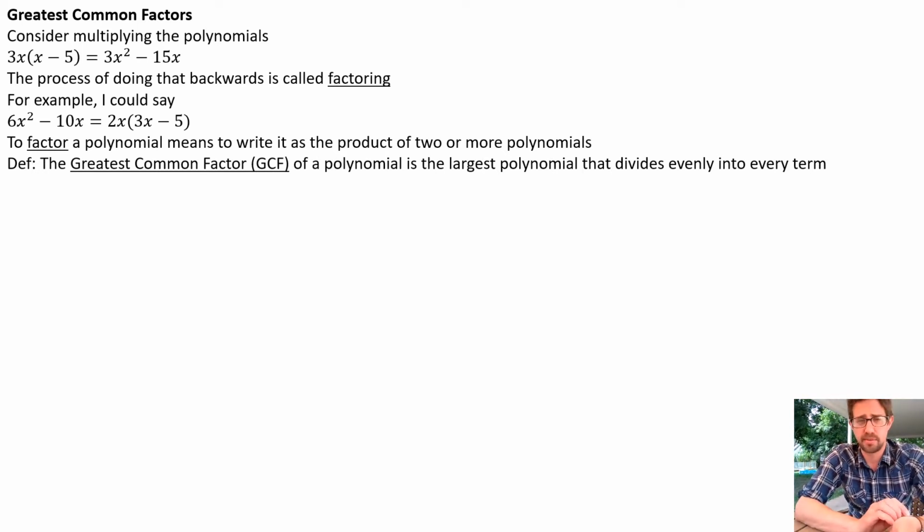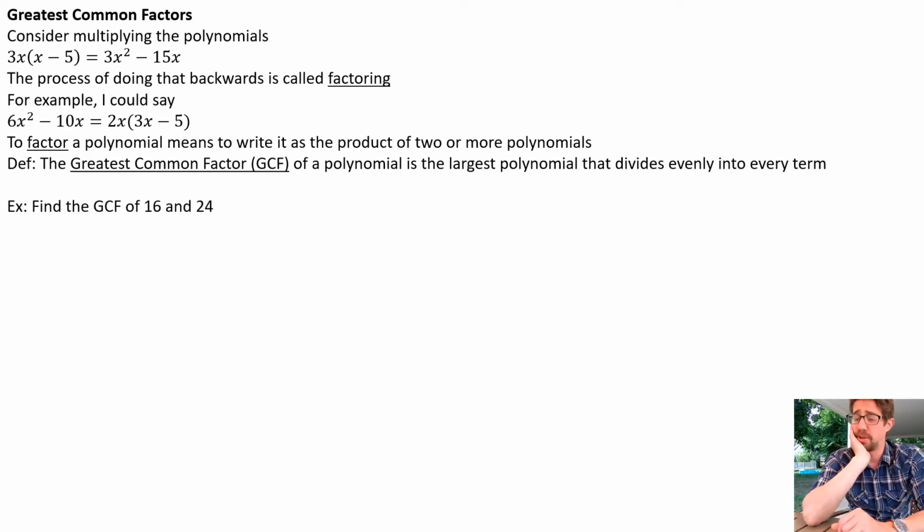Okay, so here's the definition of the greatest common factor. The greatest common factor of a polynomial is the largest polynomial that divides evenly into every term. So you can think about it as a divisor. It's like the greatest common divisor of every single term in the polynomial. You have to be able to take it out of every one for it to be a factor. And there's always going to be a unique one, the greatest common factor. So being lazy mathematicians, from now on, we'll just write GCF.